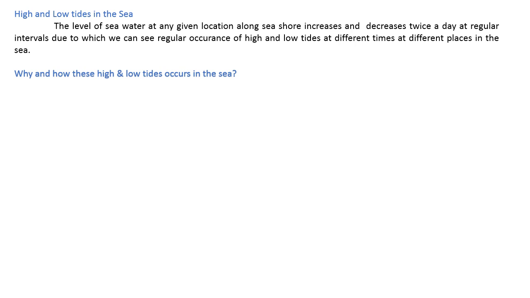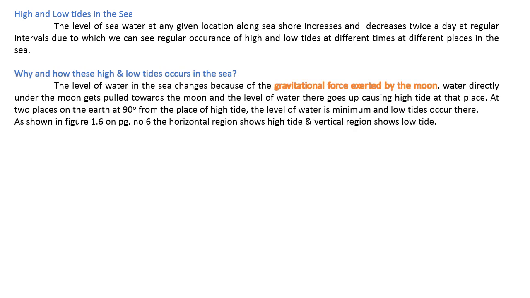It is because the high tides and low tides depend on the position of the moon and the earth. The level of water in the sea changes because of the gravitational force exerted by the moon. So why does the level of water increase or decrease? It is because of the gravitational force of the moon.